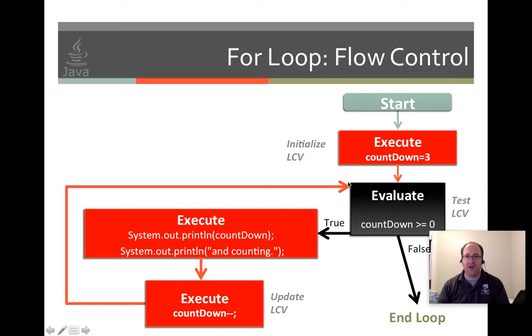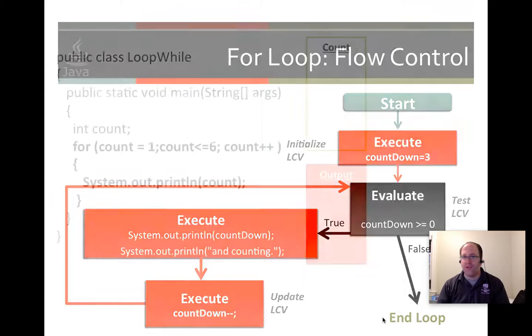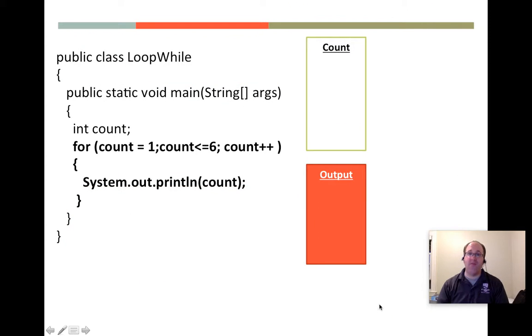So initialize, test, update. Initialize, test, update. That's the pattern in the loop. So we'll take the similar example that we had before. I've modified it now to include a for loop. So here's our for loop.